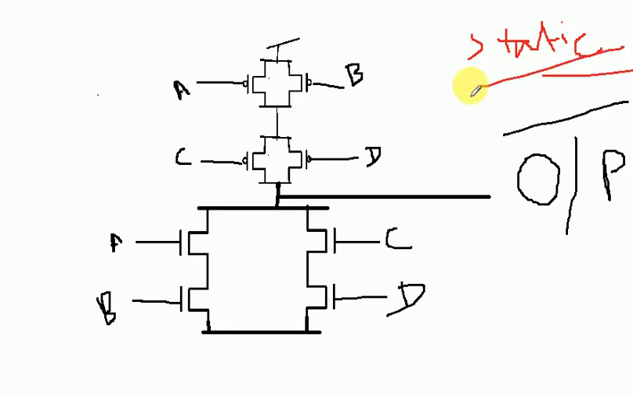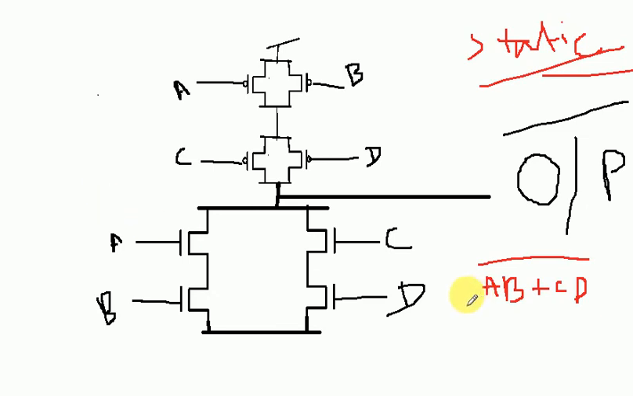Sorry for the handwriting. Okay, say I have to design a logic like (AB + CD) whole complement. First consider this. I think you understand why there is a duplicate or replica of the NMOS network as well as the PMOS network in a CMOS network.